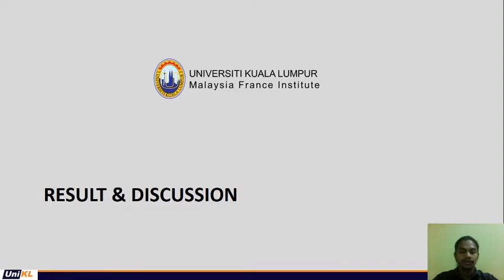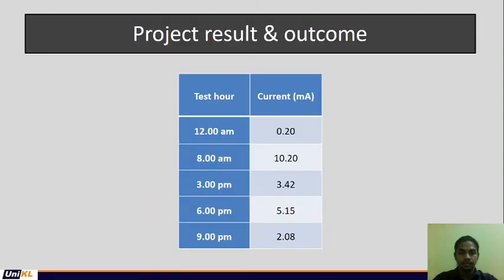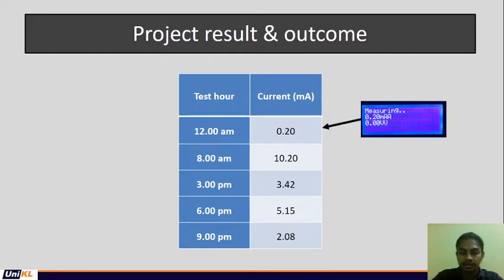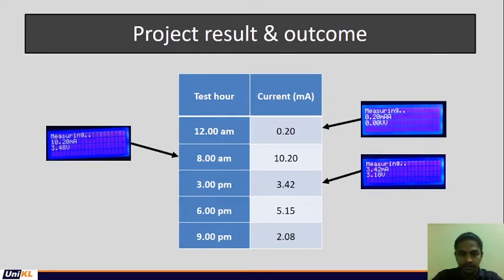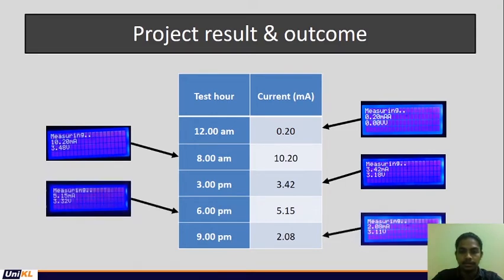So about the result and discussion. Basically this is the table for hardware testing. The current produced is being measured between 12 am to 9 pm and displayed on the LCD display. So here is the LCD display for the selected test hour. The goal is to determine how much current is produced during that time. The result of the current produced is shown in the table.